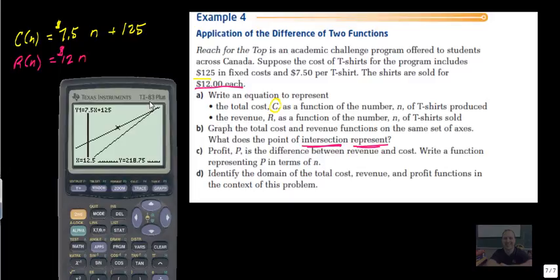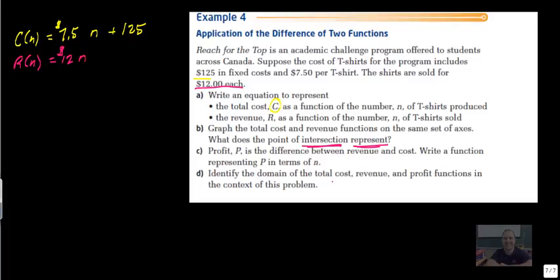After that, now when you said after that, what you mean is when n is greater than the n value for this intersection point, that's when you're going to start to have a higher revenue than cost. Okay. That's fine. That's good.